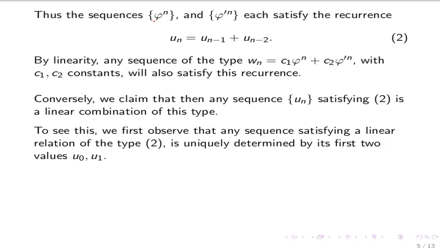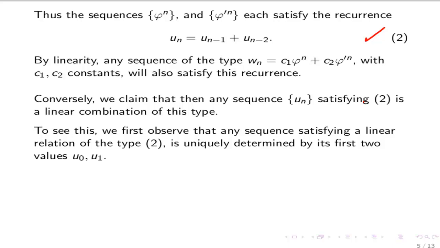The sequence of powers of the golden ratio and the sequence of powers of its conjugate phi prime. Therefore, by linearity, any sequence of this type, W_n, where you fix a constant c1 and a constant c2, so c1 times phi to the n plus c2 times phi prime to the n, will also satisfy the linear recurrence. So we get this big family of sequences that satisfy the linear recurrence. And we claim that this characterizes all sequences satisfying this recurrence. So conversely, we claim that any sequence satisfying 2 is a linear combination of this type.